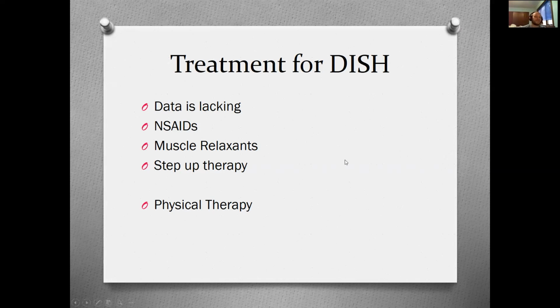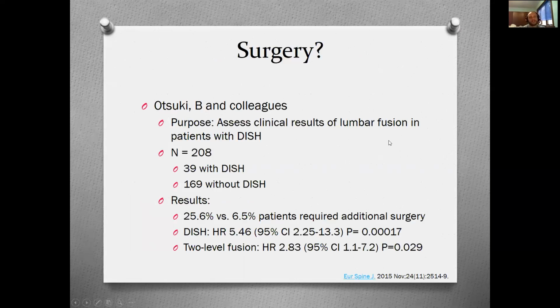And one of the last things I want to talk about is surgery. Can these patients undergo surgery? And if they do, is it worth it? Atsuki and colleagues had actually looked at this question and asked, what are the risks of doing a lumbar fusion in patients with DISH? They looked at 208 patients and categorized them by either having DISH or not having DISH. These patients would have been candidates for lumbar fusion.